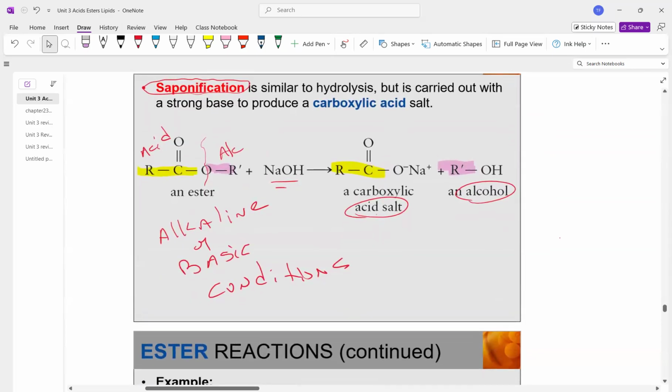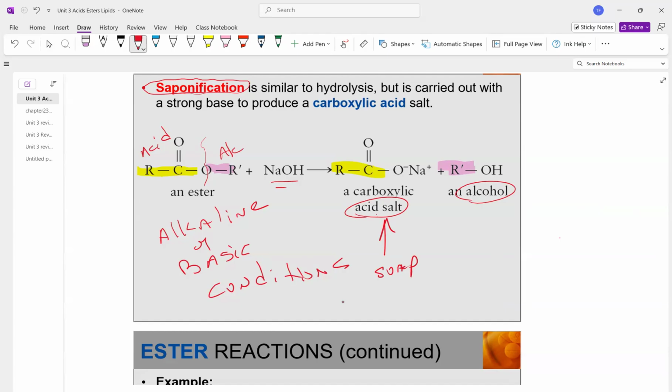Now, under alkaline conditions, the same thing happens, except for one big exception, is we form the acid salt. And that process under alkaline conditions is called saponification. Now, the name of your lab is saponification of seed oil. So we're going to be doing this reaction in lab this week. And this is going to end up being the soap.